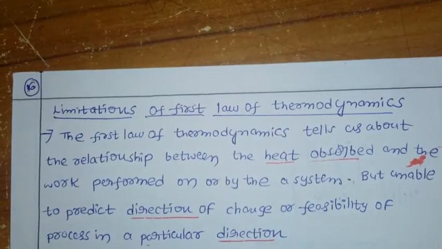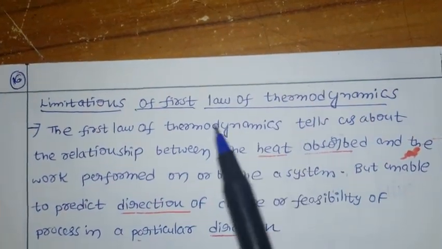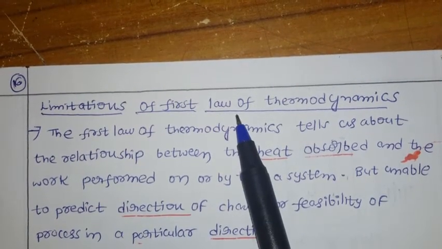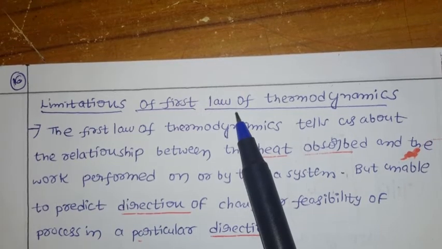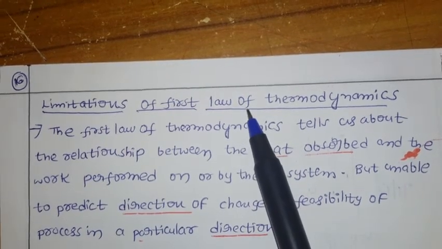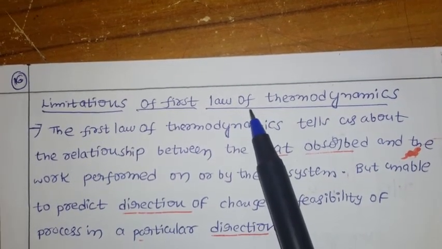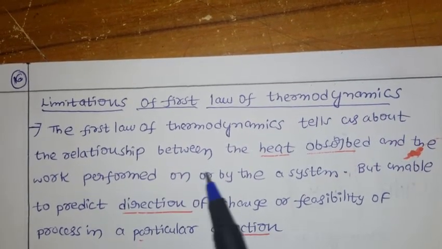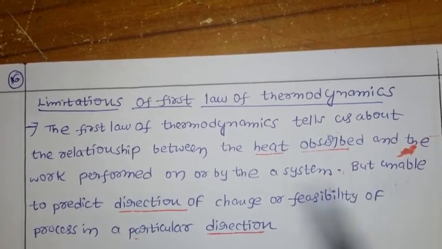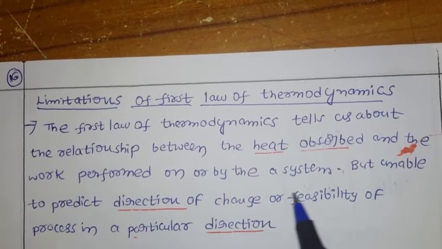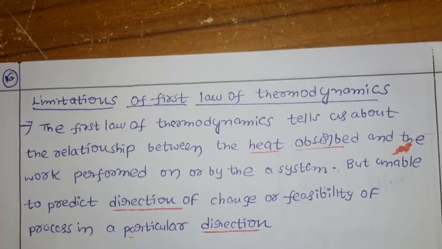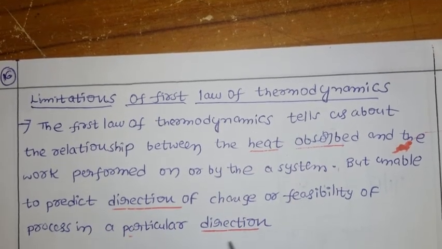Now let us discuss the limitations of the first law of thermodynamics. Already we discussed that the mathematical expression of the first law is delta U equal to Q plus W, where energy is neither created nor destroyed. Now here we have some limitations. What are the limitations? Let us see. The first law of thermodynamics tells about the relation between the heat absorbed and the work performed on or by the system, but it is unable to predict the direction of change or the feasibility of a process in a particular direction.